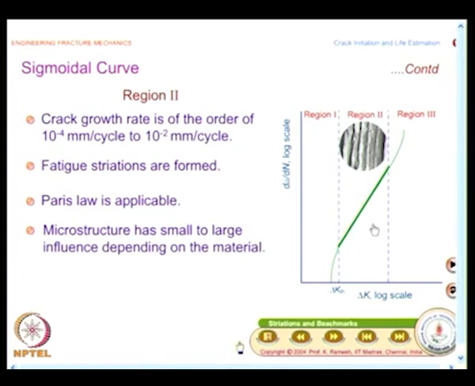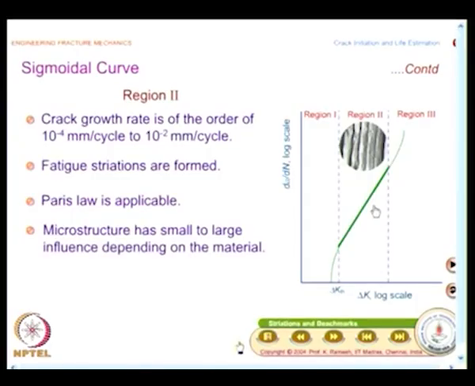In region 2, you will be able to see striations if the material has the ability to show that, because while discussing striations, I said in some materials striations are not seen. That does not mean fatigue crack growth has not occurred in that. It is also a function of the composition of the material. So, in those materials where striations can be seen, they would be seen in region 2. And the microstructure has small to large influence depending on the material. So, it depends on what material you are considering.